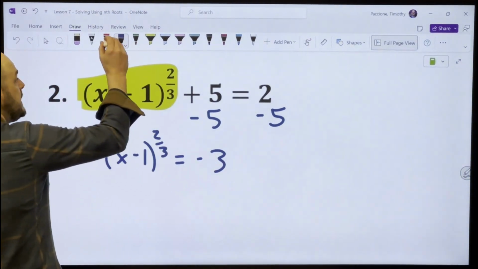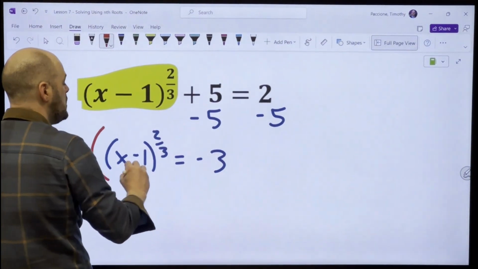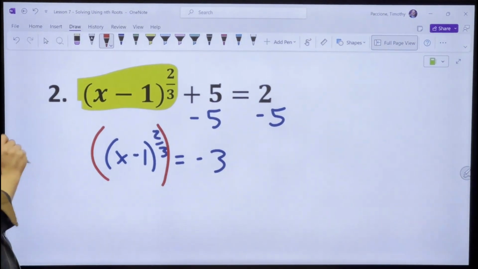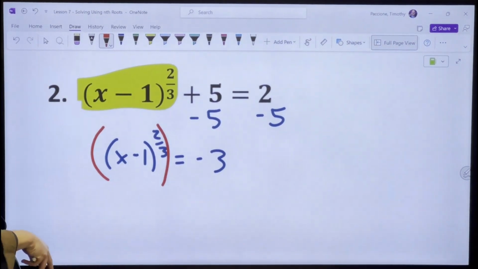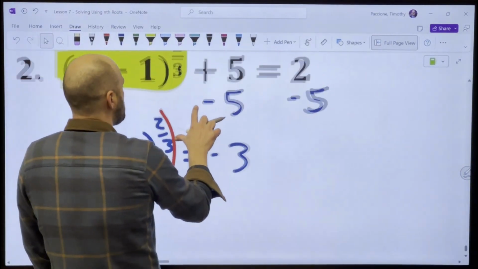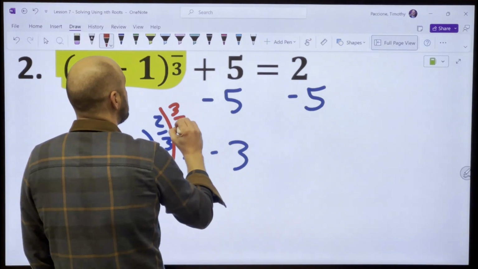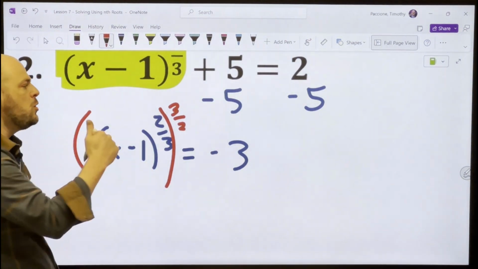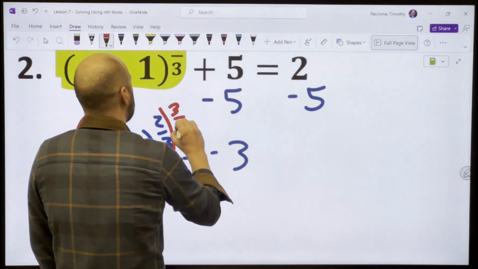Okay, so now I raise this whole thing. I want just x minus 1. So how to get rid of the 2/3? I do the opposite. I raise it to the opposite of 2/3. The opposite of 2/3 is 3 over 2. Right? Same principle. This is why we practice with 4 and 1 over. You didn't need that, but the skill is now in place. We can use it for these harder ones, right?